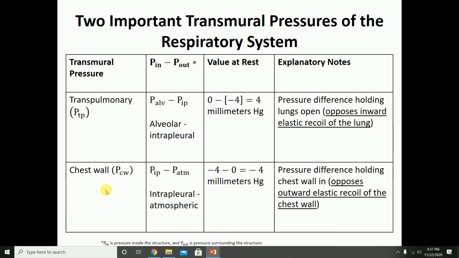Now the chest wall pressure is the difference between the intrapleural and the atmospheric pressures, and this opposes the outward elastic recoil of the chest wall. So the chest wall basically wants to pop open, but it is prevented from doing so because of that chest wall transmural pressure.